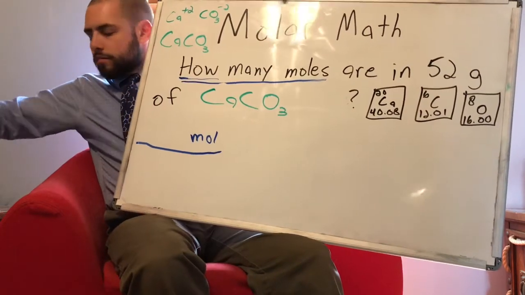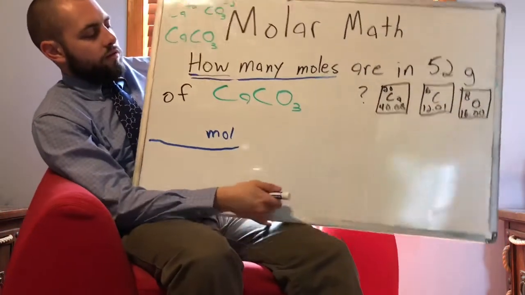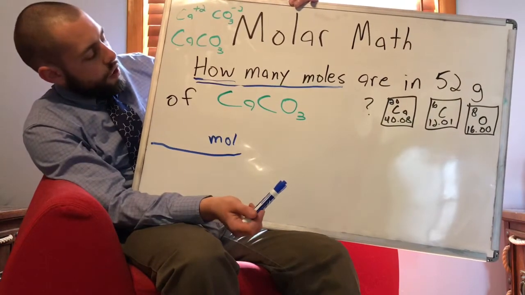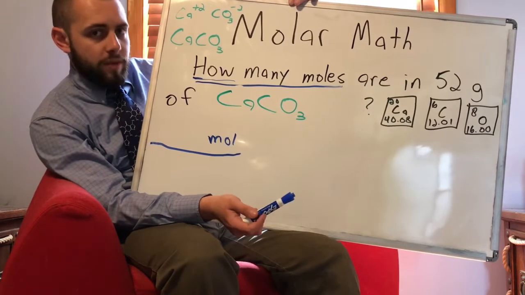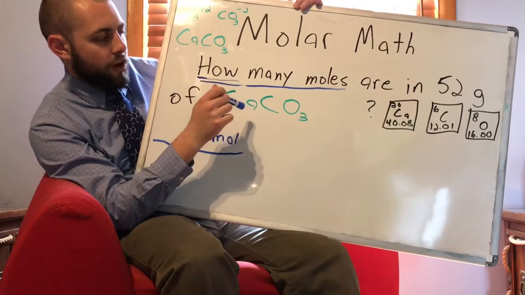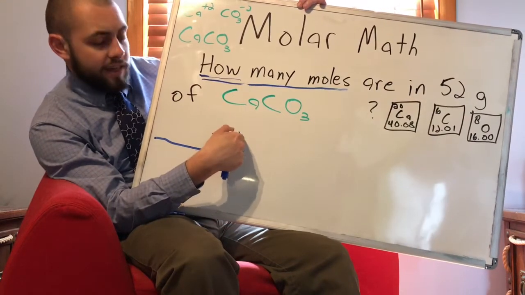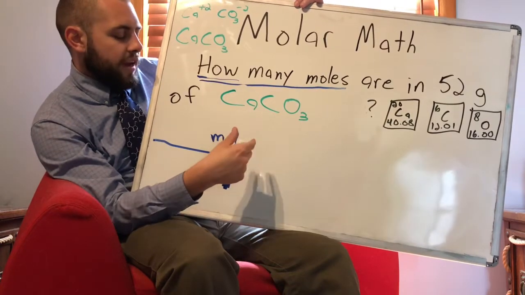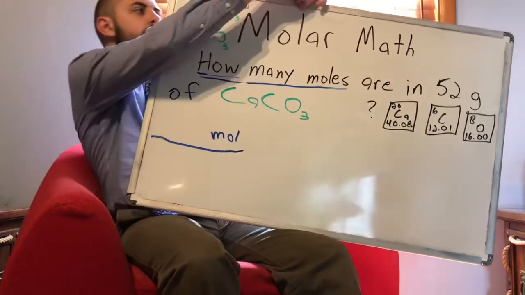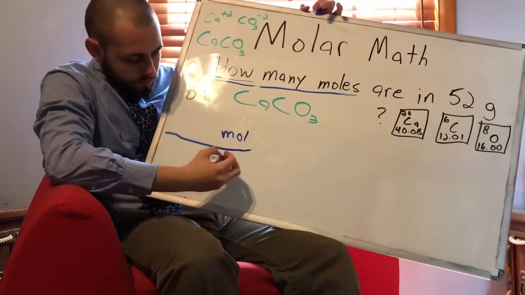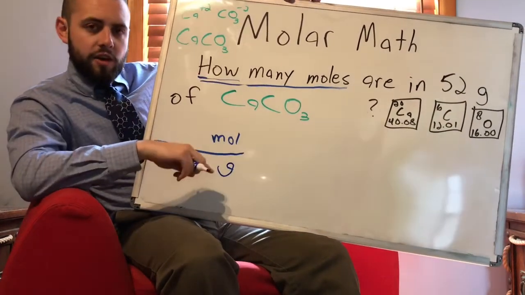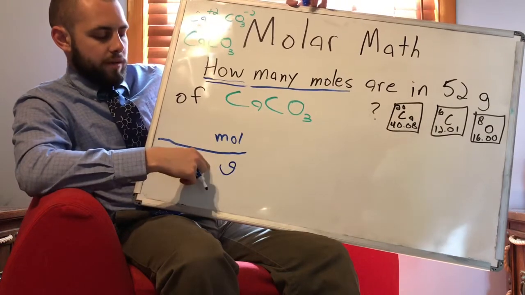Right now, I've got moles in the numerator. The only other information that the story problem gives me is that I have 52 grams of calcium carbonate. So I need to take these moles and I need to relate them to what I do know. And what I do know is the grams. So what I'm looking at here is moles per gram.